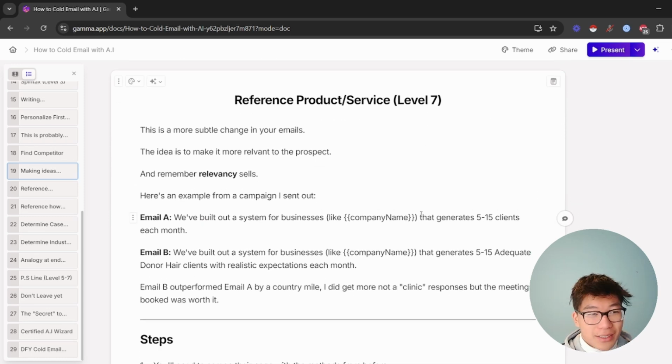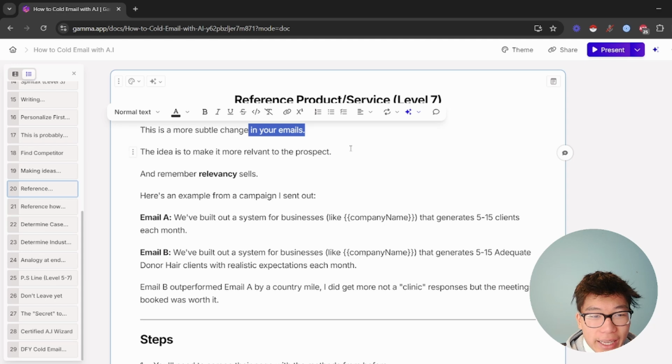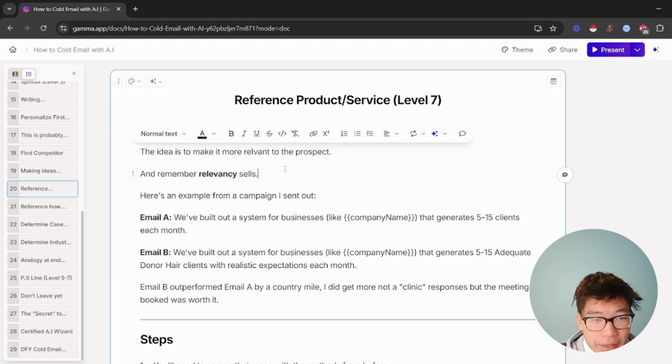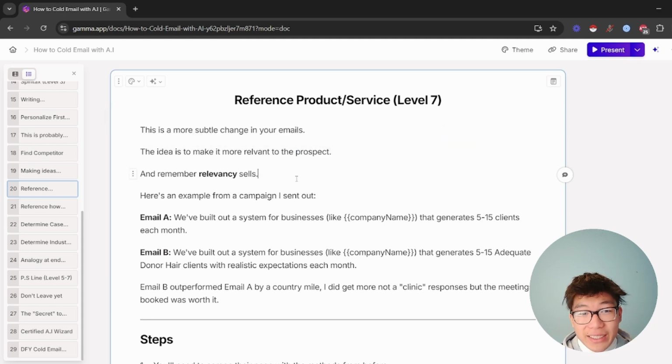Reference product or service. Oh, brother, we have way more. Let's keep this going. This is a more subtle change in your emails. So the idea is to make it more relevant to your prospect. And remember, relevancy sells.